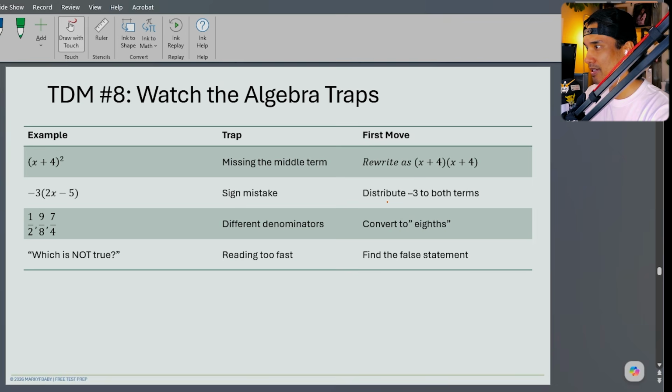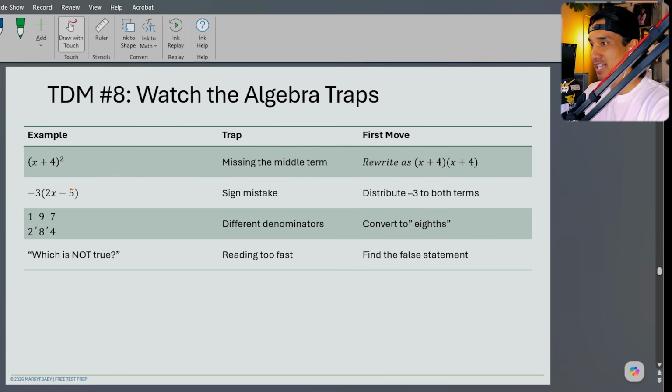And then here, sign mistake, negative 3 distributed here in parentheses, (2x minus 5). Remember to distribute negative 3 to both terms, to the 2x and the negative 5. And a negative times a negative equals a positive. Okay, don't forget that. These are silly mistakes. These sound silly for me to talk about, but people do make these mistakes.